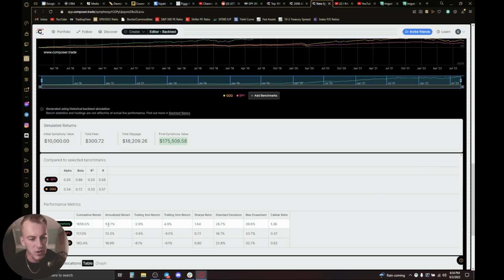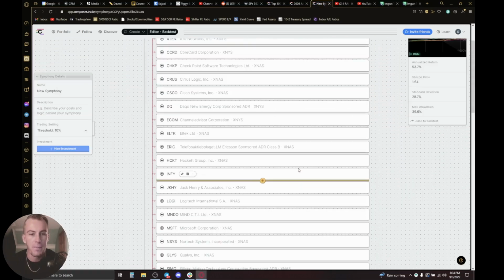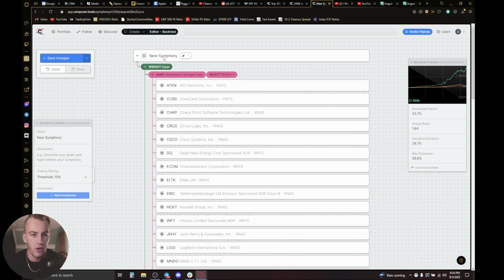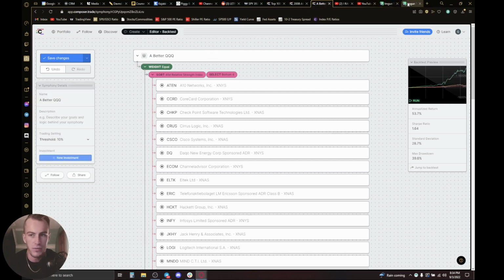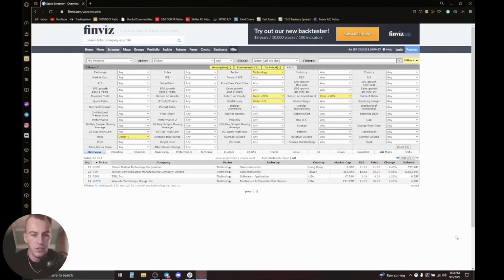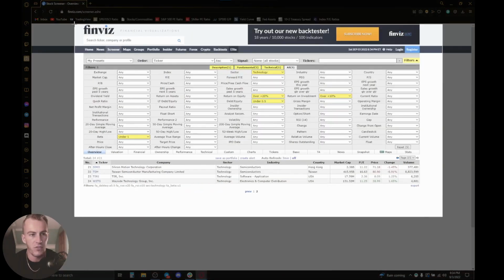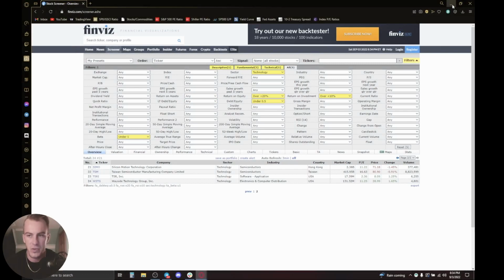We've got an annualized return here of 53%, max drawdown of only 39, standard deviation of 28, but we need our Sortino ratio in this. The standard deviation isn't great to use. Calmar ratio of 1.36, which is phenomenal. But yeah, you guys now got four symphonies now, and I'll call this a better QQQ. So you guys can take this sort function and add it into your strategies. And I will also screenshot this Finviz sort so that you guys can mess with it if you want.